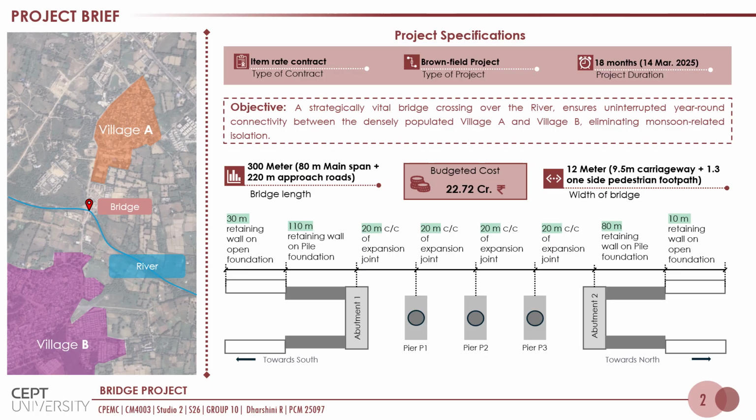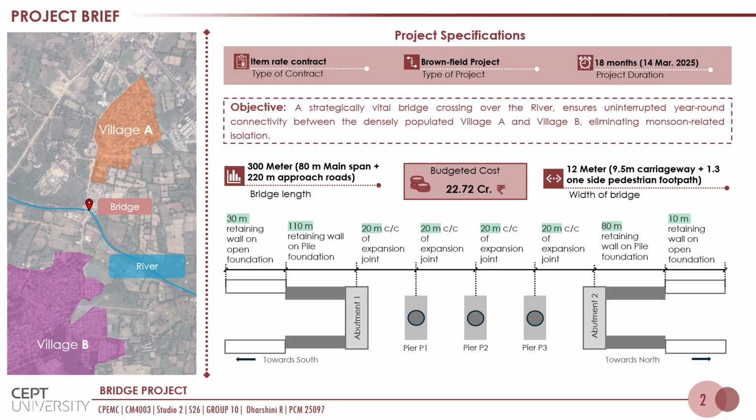The project involves the construction of a 300-meter long bridge connecting Village A and Village B across a river. The bridge consists of an 80-meter main span and 220 meters of approach roads. The total width of the bridge is 12 meters, including a 9.5-meter carriageway and a pedestrian footpath. The project is a brownfield infrastructure project executed under an item rate contract with a budgeted cost of approximately 22.72 crore rupees.